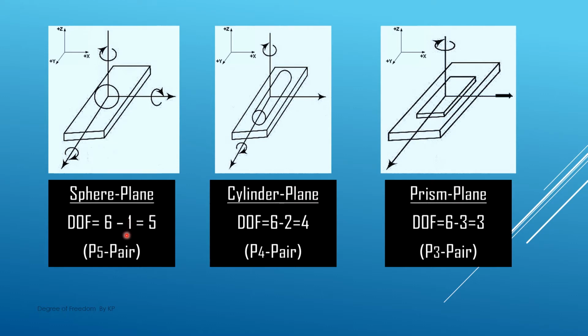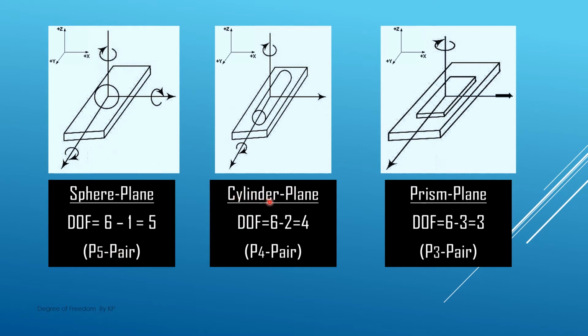So the restriction is 1 here and the degree of freedom is 6 minus 1, that is 5. A pair which has 5 degrees of freedom, we call a P5 pair, meaning a pair having one restriction.